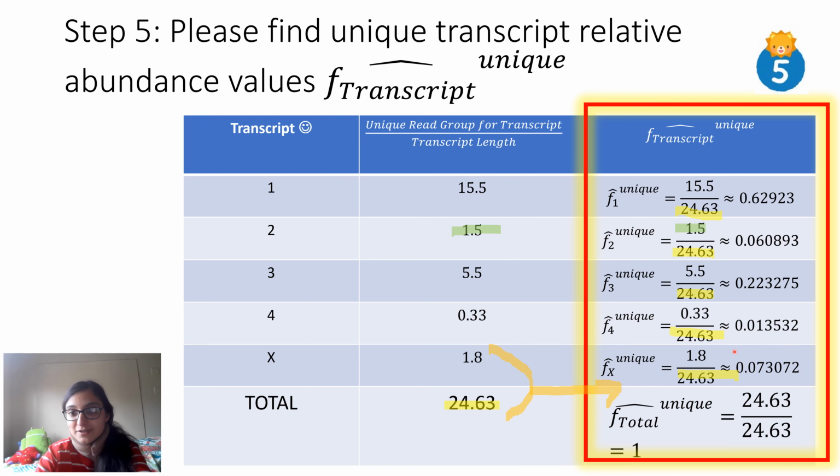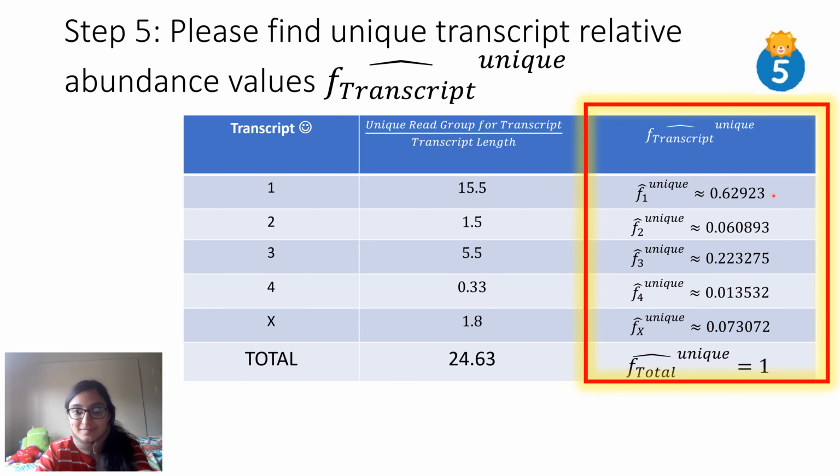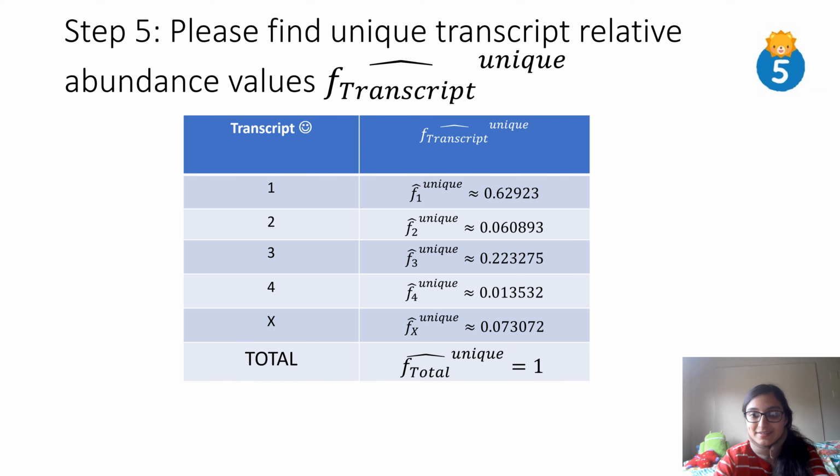All these values sum up to 1 if you add them together, so you can think of them like percentages in a way. It tells you that transcript 1 has a much higher unique transcript relative abundance overall. So that's a simplified version of this table again. You can see these unique transcript relative abundance values, and they sum up to 1.